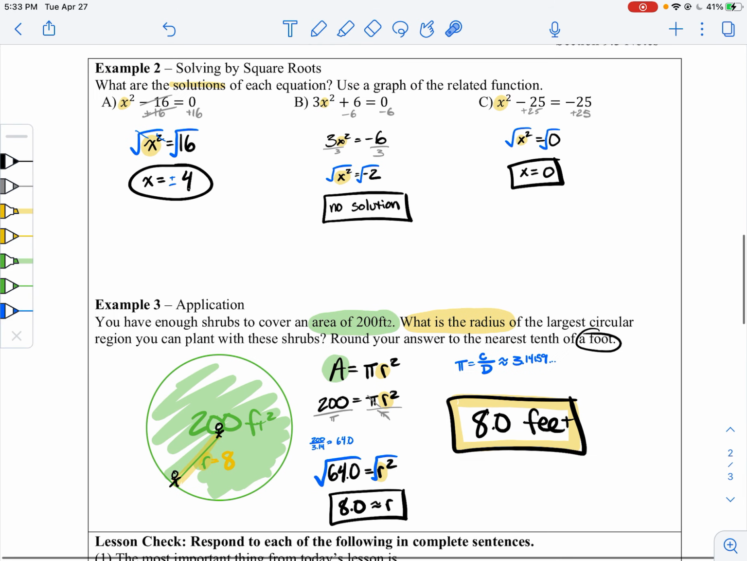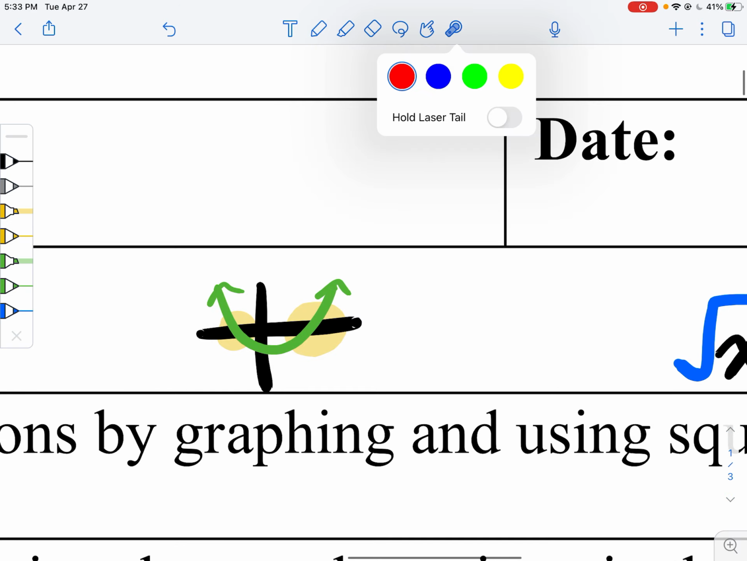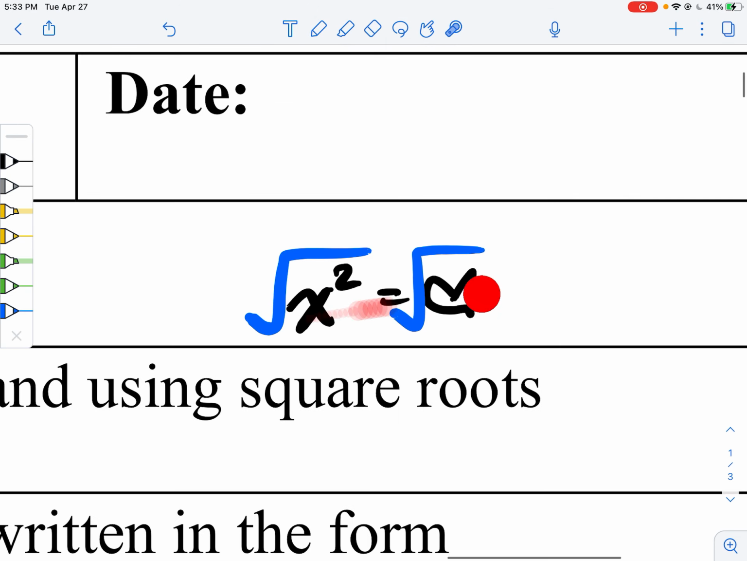So there you go. That's the basics. You can solve by graphing and finding the x-intercepts. You can solve by taking the square root, which will undo the square. And then have a great time on your homework.